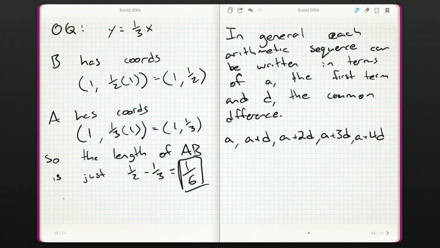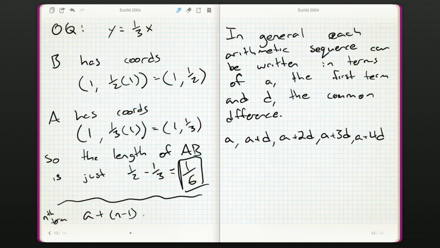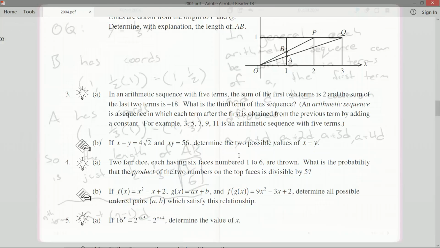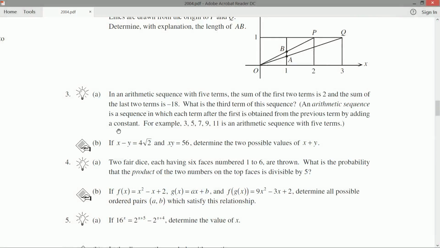Although in general, if I may just write over here, in general the nth term is A plus n minus 1 times D. There's a great formula for adding these up. Maybe we'll get to that at some point, but there's a lot of little stuff you can do with arithmetic sequences. But we only need 5 terms, so here we go. We don't know A, we don't know D. This is as general as we can make it, but we are told what? The sum of the first 2 terms is 2, and the sum of the last 2 terms is negative 18. What is the third term in the sequence?